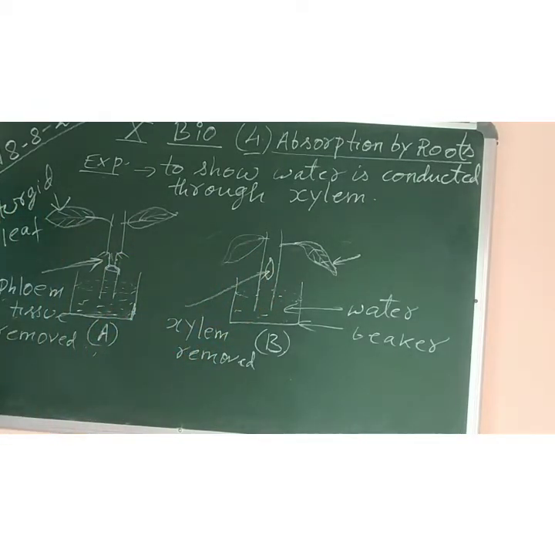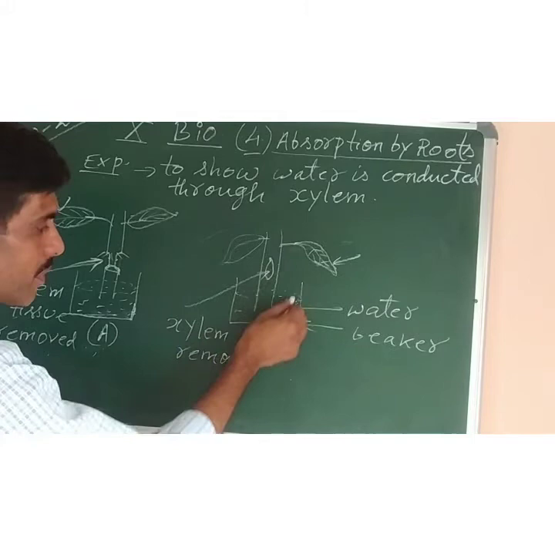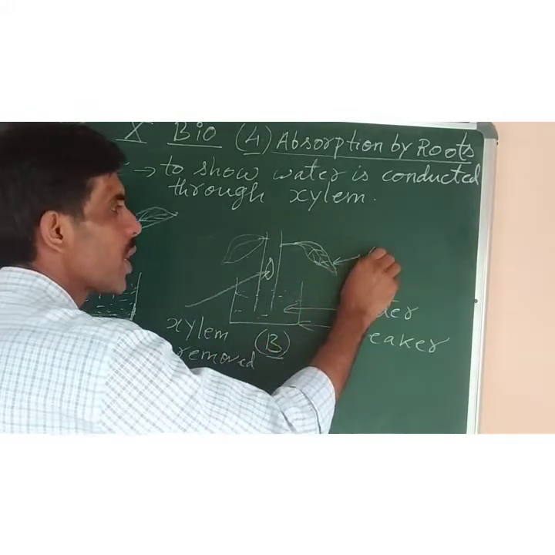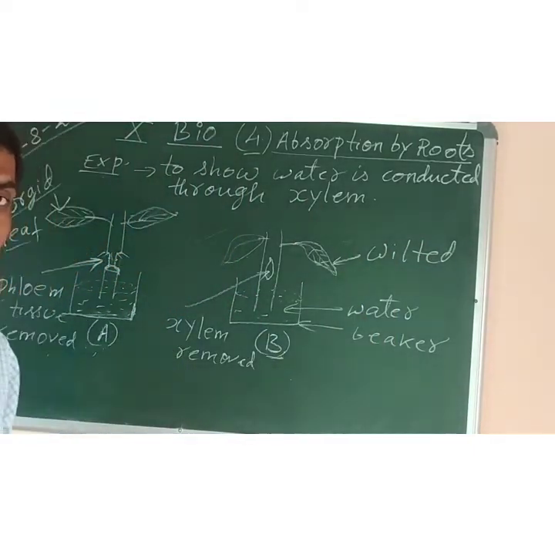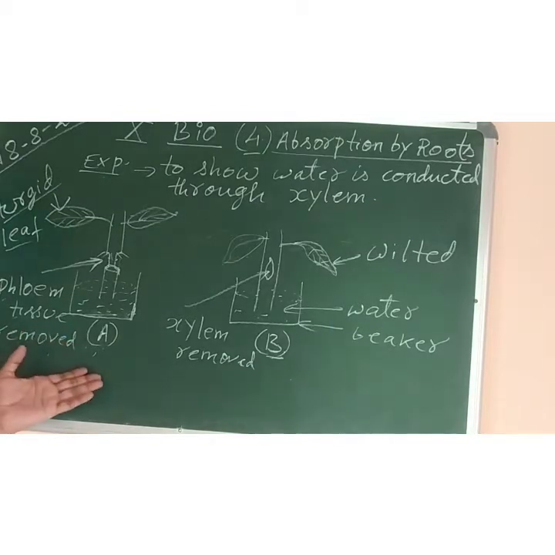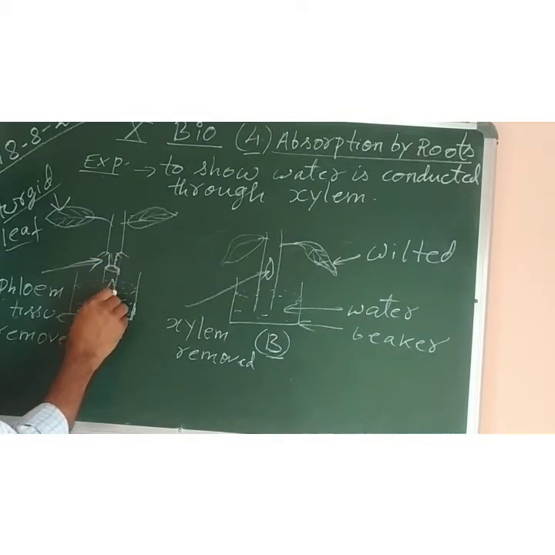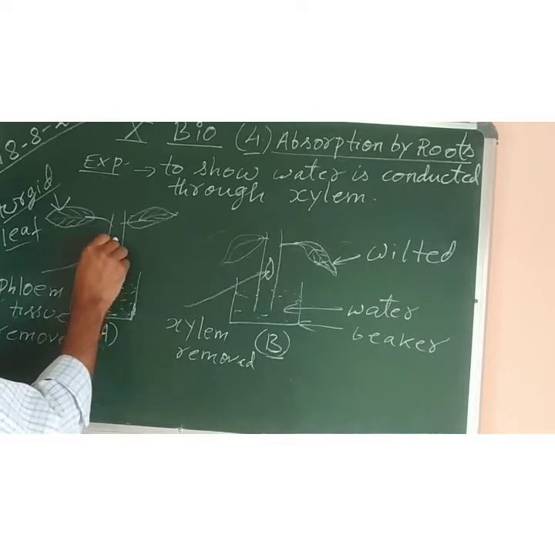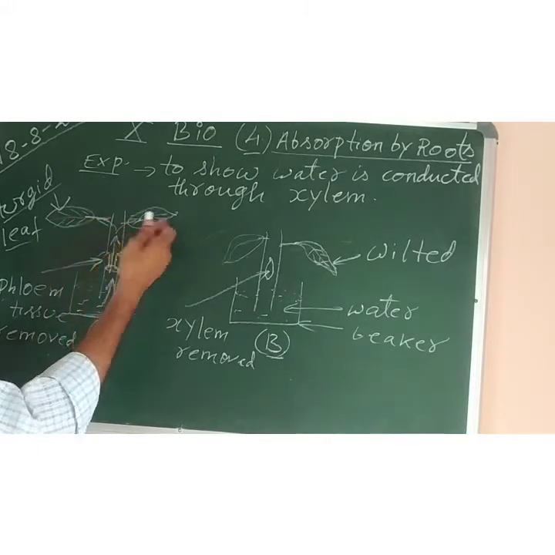What we find as observation after a few days is that the leaves of setup A remain turgid and fully expanded, whereas the leaves of setup B become wilted. Wilted means it will fold, it will lose its hardness. So what does it show? In A the xylem tissue is intact, so water molecules absorbed from the beaker pass through the xylem tissue present in the twig, and are supplied to both the leaves, and the leaves remain turgid.